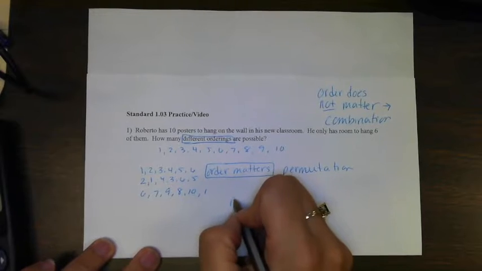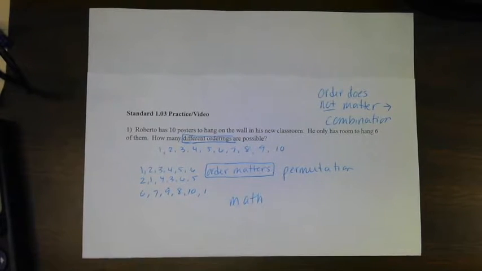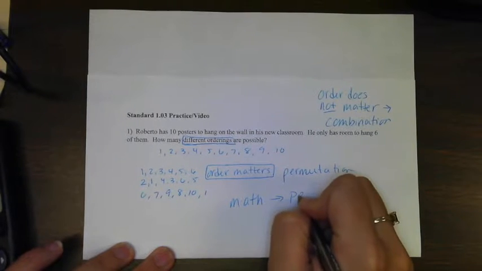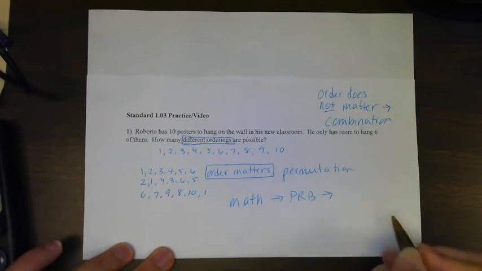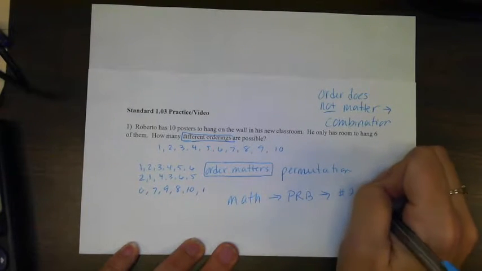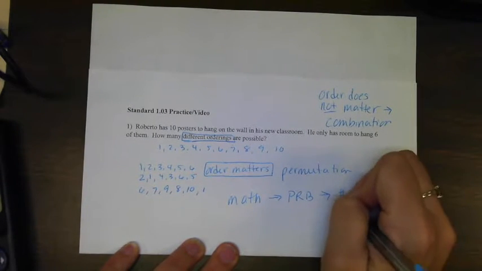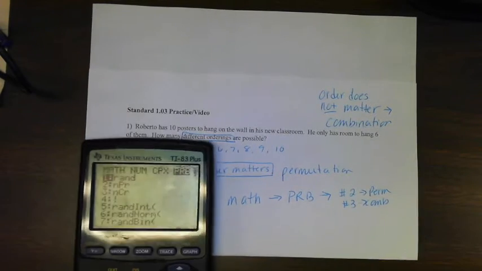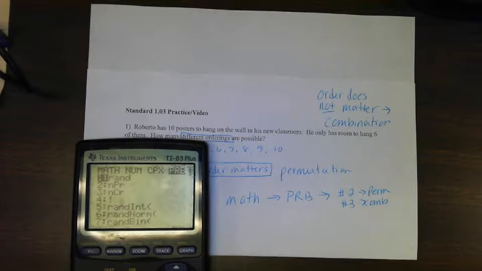They're under Math. Arrow over or scroll over to PRB, and then they are numbers 2 and 3. Number 2 is for permutation, number 3 is for combination. So you can see those on the screen right there.